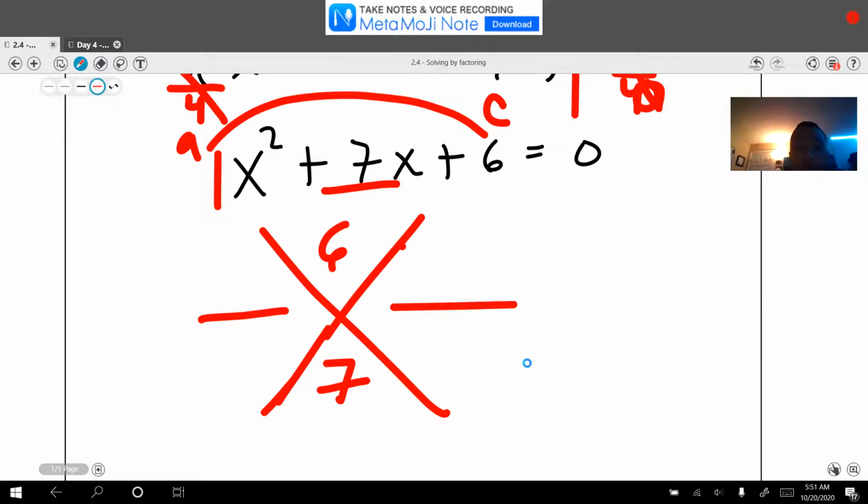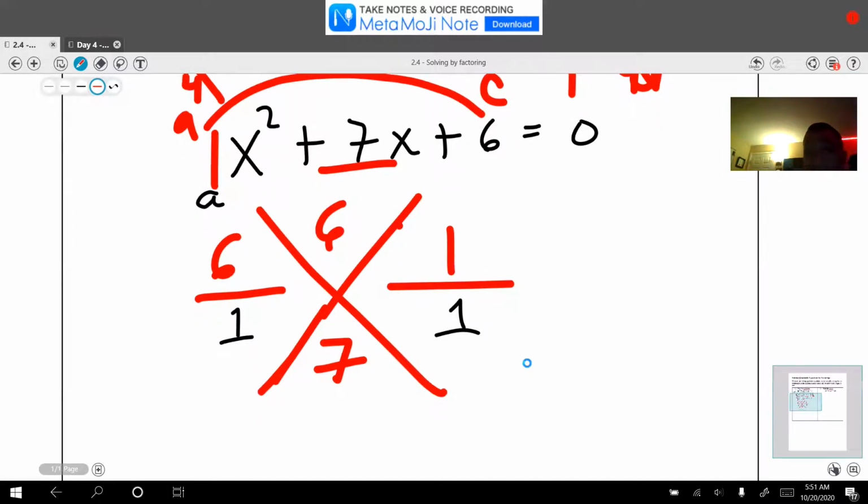Okay, so I'm looking for two numbers that multiply to 6 and add up to 7. Well, that's going to be 6 times 1. And I'm going to divide by my a value. So I'm going to divide both of them by 1. We know that if I divide them by 1, it doesn't really matter because it's just 1. But again, get in the habit of doing that.